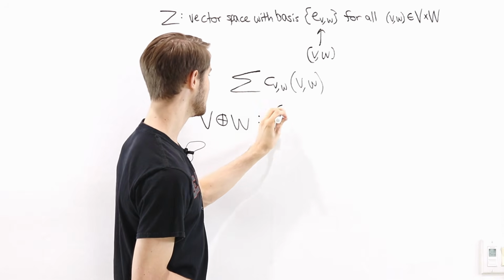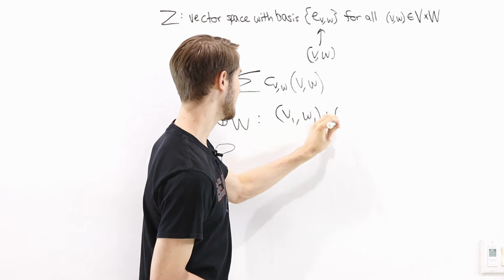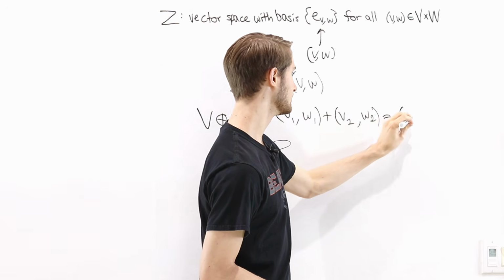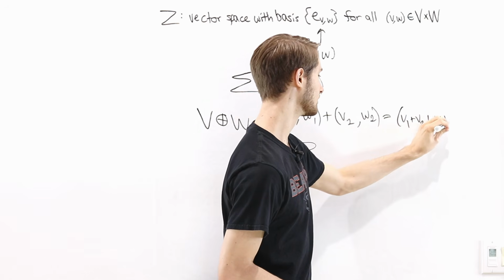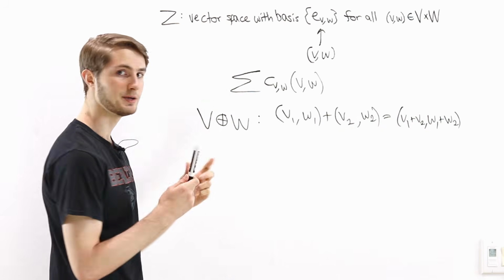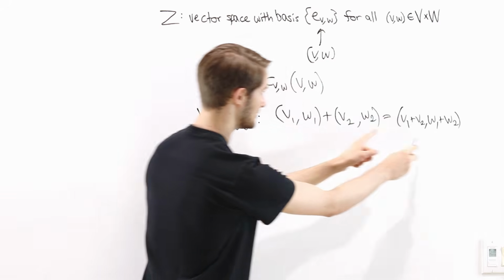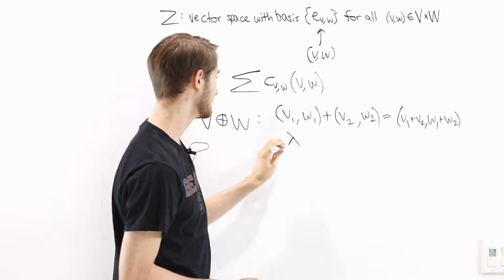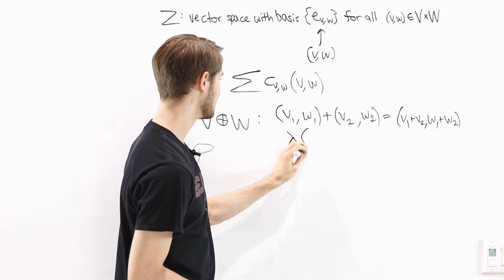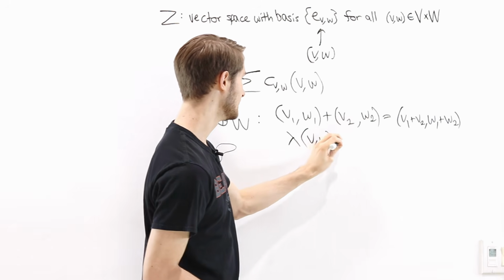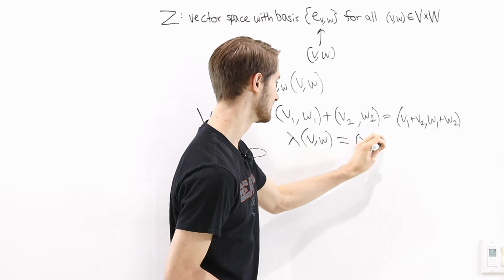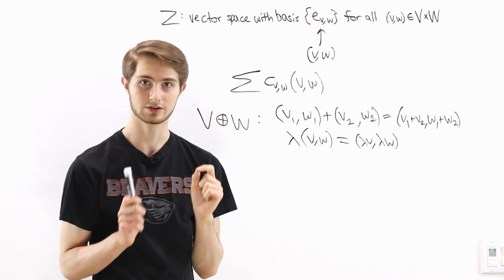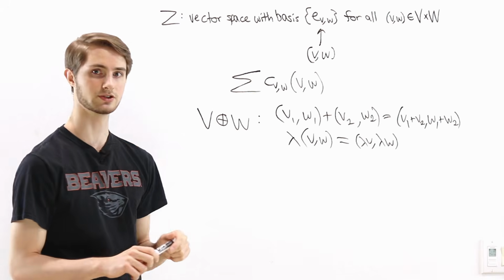The first is if we take (v1, w1) and we add (v2, w2), we want to get the result (v1 + v2, w1 + w2). So we want to be able to add the elements of V and the elements of W together to get one big result. The other thing we want is if lambda is some scalar, we want lambda times (v, w) to equal (lambda v, lambda w). These are the two relations that really get us down to the direct sum of these two vector spaces.